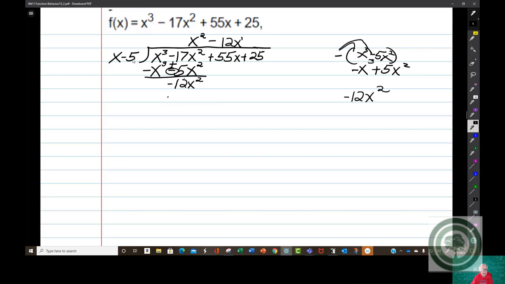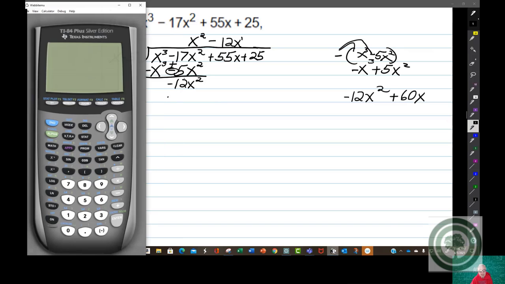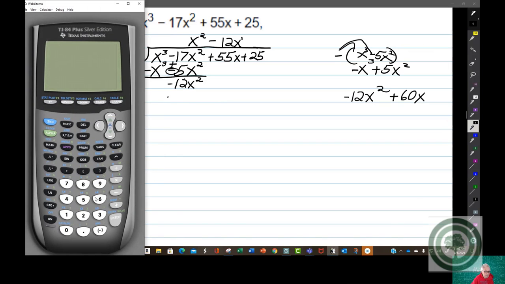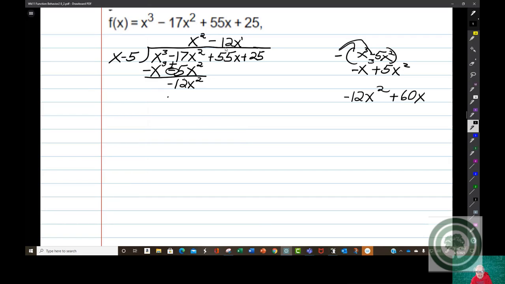And now, I can't leave the minus 5 out. Negative 12x times negative 5 is going to be positive 60x, I think, but I'm going to pull out the calculator and make sure. 5 times 12. 60, okay. So when I take negative 12x to the 1 power and multiply it by x, I get negative 12x squared. And when I take negative 12x and multiply it by negative 5, I get plus 60x.